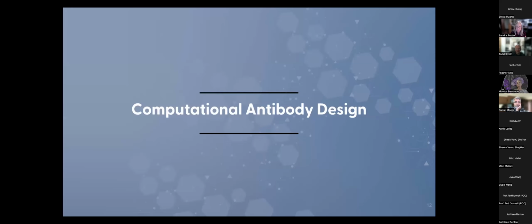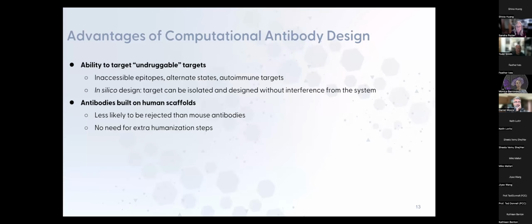Okay, so now I'm going to move into the computational side of things. So why computational? What are some of the advantages? The first is that you can go after inaccessible epitopes. Since you can take a protein and manipulate it and find different epitopes in the protein, you can go after areas that might not be found in nature at a high enough time scale for a mouse to be able to produce antibodies against it.